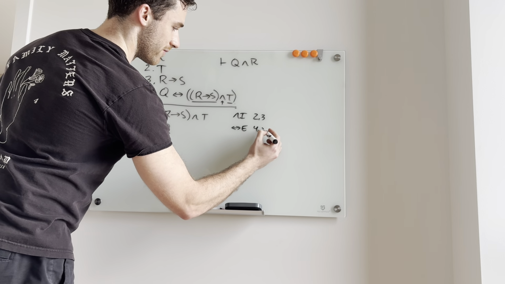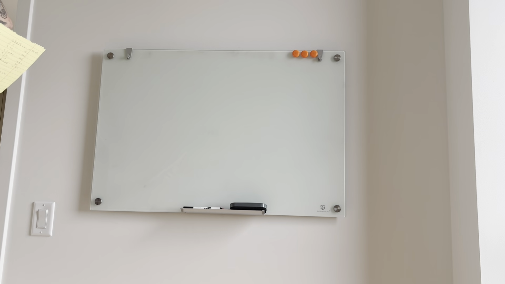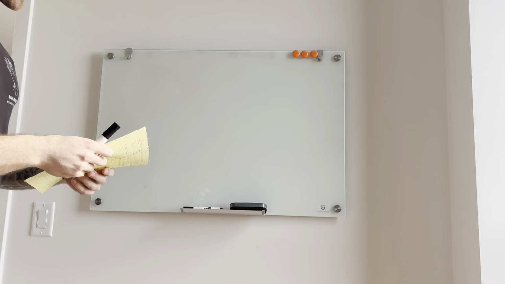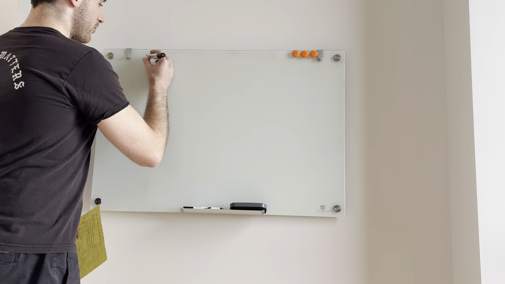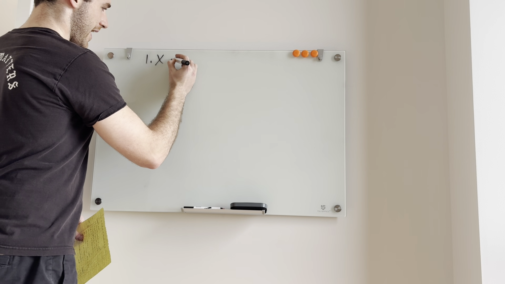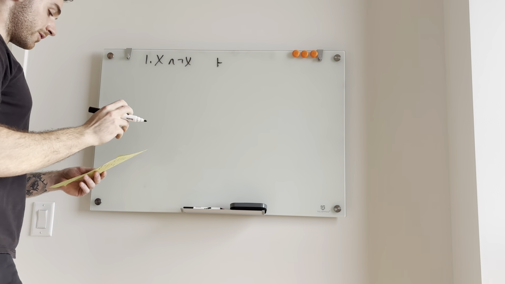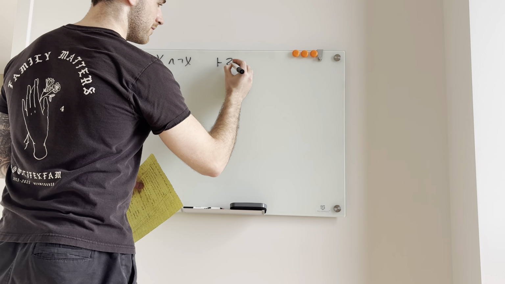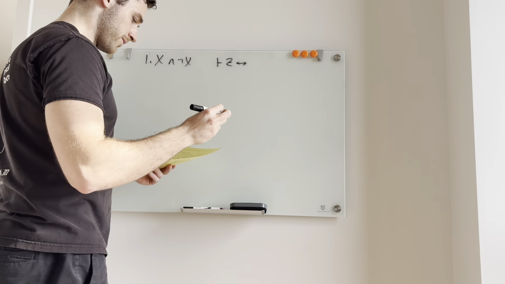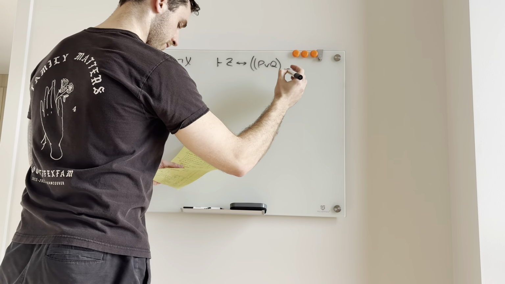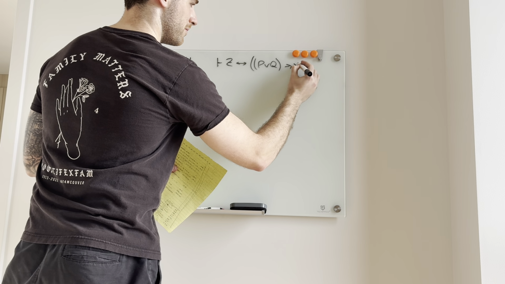Okay, last one. And this one's going to be kind of interesting, but it's a fun example of how you can use the rules to do things that shouldn't make sense, but they do. So we're going to have one premise, X and not X, and we're going to try to prove Z if and only if P or Q implies X.